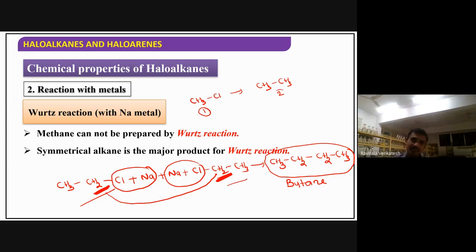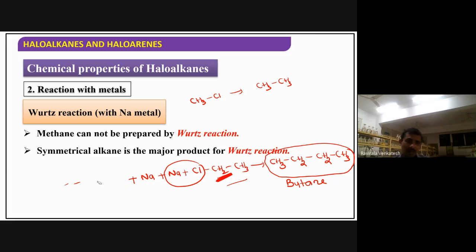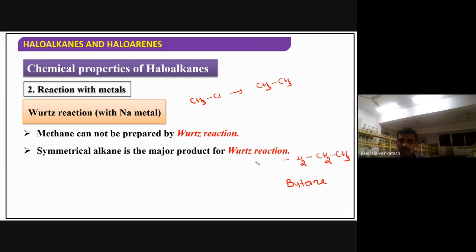That means if I take one carbon, it is converting into two carbons. If I take two carbons, it is converting into four carbons. That means it is getting doubled. Understood or not? That is the reason methane cannot be prepared by Wurtz reaction. It is impossible. And symmetrical alkane is the major product in the Wurtz reaction. Now what is the meaning of symmetrical alkane? Let me see with an example.